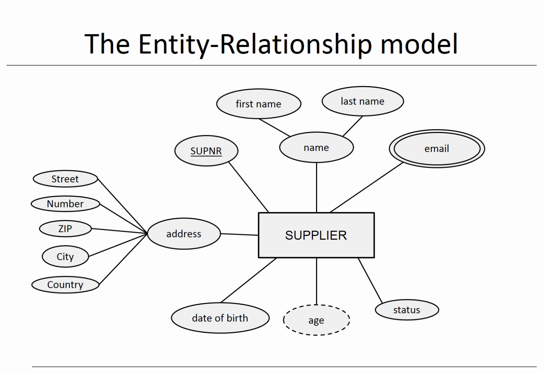The double line for the email attribute type indicates that it is multi-valued. Finally, the dashed line for the age attribute type indicates that this is a derived attribute type, calculated based upon birth date.